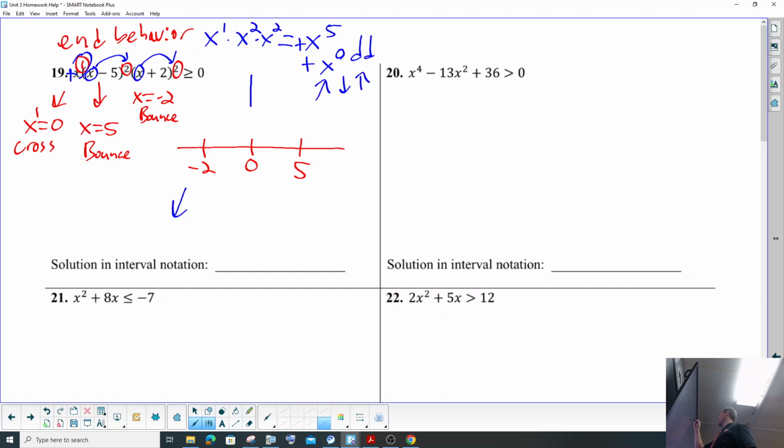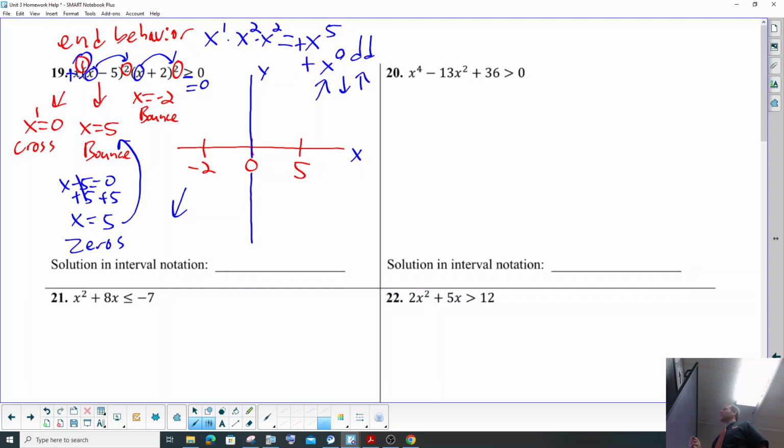Don't forget your y-axis. This is your x-axis. Good. And then, are they open hole or closed hole? Well, because of the equal to 0, we set each of these, we took x minus 5 and we set it equal to 0, and then we added 5 and we got a positive, remember we got a +5. So these are the zeros. And where do they equal 0? At -2, 0, and 5.